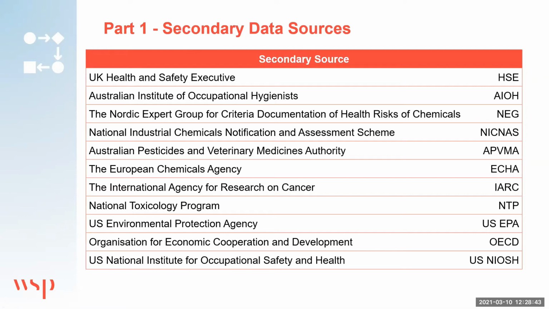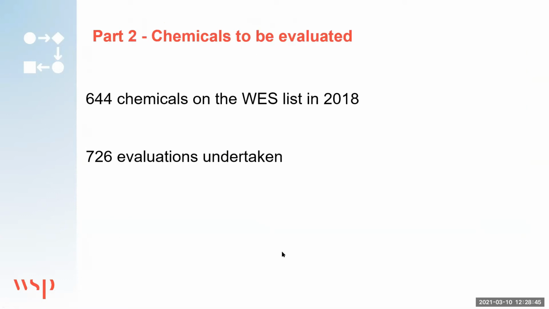So remember, there are 3 parts to the overarching methodology. The second part was picking which chemicals need to be evaluated. Again, we, WSP, weren't involved in this selection process, and I'm not 100% sure about these numbers, but I'm pretty sure that there were 644 chemicals on the WES list in 2018. There ended up being 726 evaluations undertaken. So there were some added to that 644.